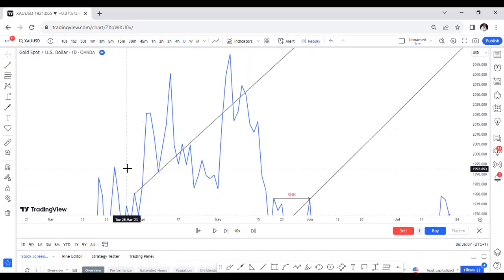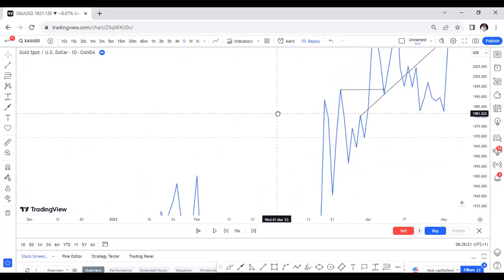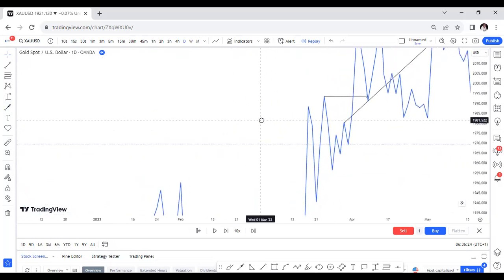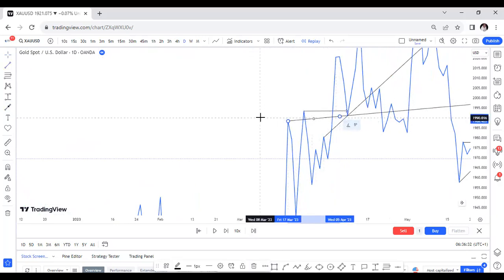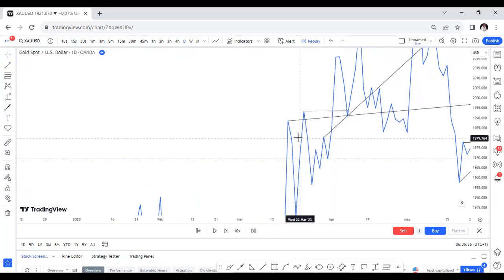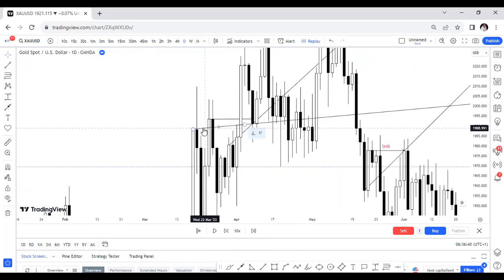Then we have this as your SNR level. So SNR level. And then this breakout. Can you see that? That's breakout. That's breakout. That's breakout. See that? Breakout. Then at the point of connection here, you have your stop.